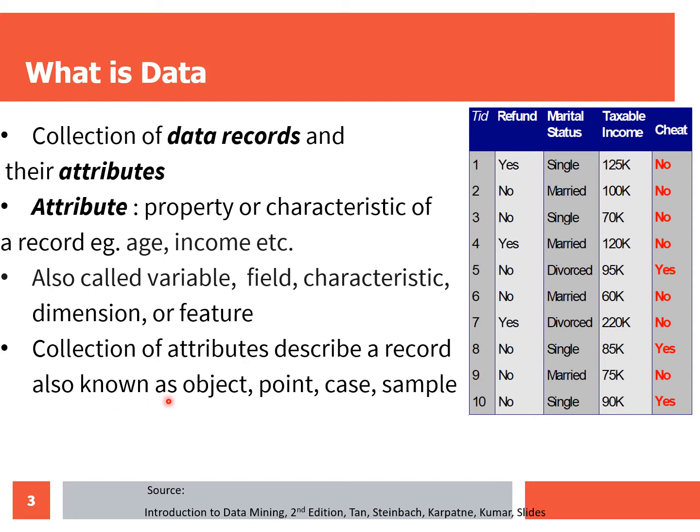Records are also known as objects or data points or cases or samples. For attributes, you can call them variables. You can also call them field or a characteristic, a property or a feature or a dimension. So these are data dimensions and these are data points. Mostly, if you will be given some data to mine, it will be organized in this form, having records in the rows and the properties of each and every record in the columns.